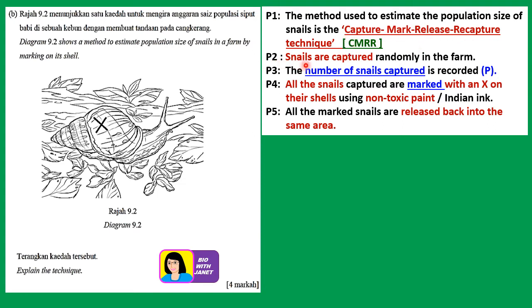So what is the technique that is used here? First, you have to capture the snails. So snails are captured randomly in the farm, because it's in the farm here. And let's say it is 10 snails. You capture 10 snails.